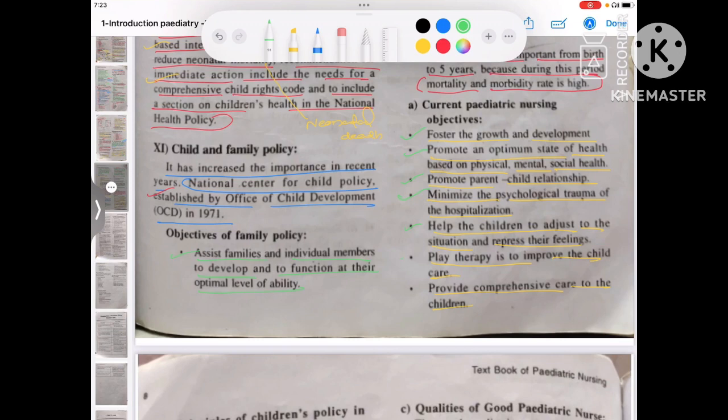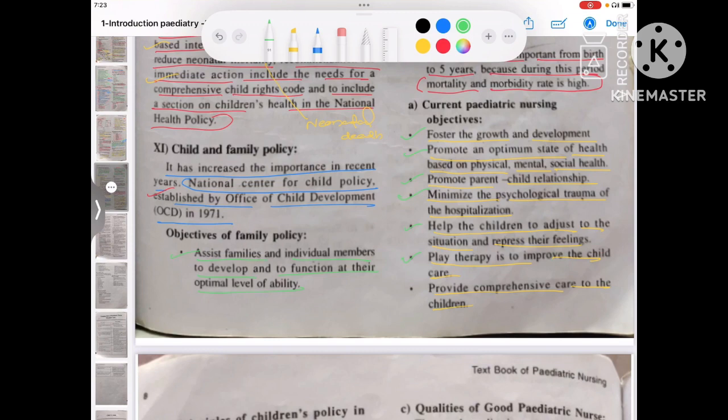Then the next one is play therapy, to improve the child care. Give them more play therapy, games. A lot of toys will be there in the pediatric hospital. You can see pictures on the wall, and they will give all the toys, everything, to the children and make them comfortable. Otherwise, they won't be comfortable.